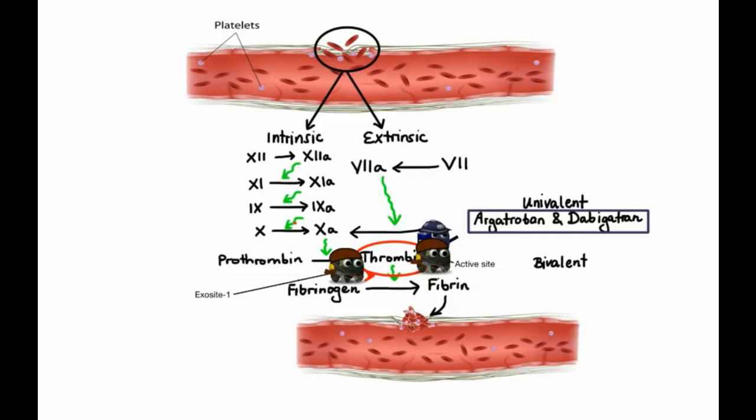The advantage of direct thrombin inhibitors over the indirect thrombin inhibitors is that they don't bind to platelet factor 4, which makes them very useful in the treatment of the immune disorder which we discussed, HIT, the heparin induced thrombocytopenia.